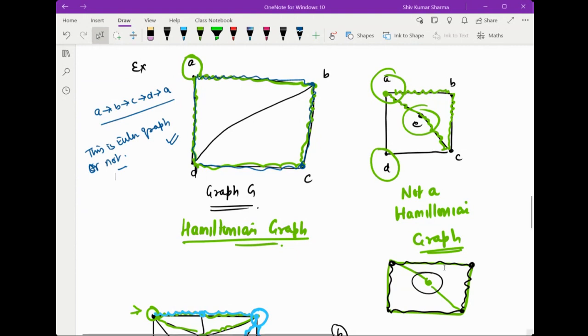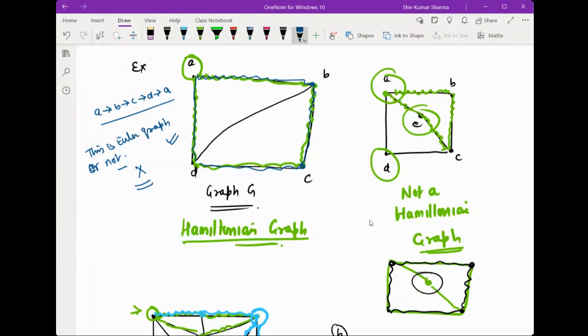No, because in the Euler graph the condition is that we have to visit every edge exactly once. We cannot visit this edge without another edge being visited twice or thrice. That is not in the definition of an Eulerian graph, where we visit every edge exactly once. So this is an example of a Hamiltonian graph, but not an example of an Euler graph. Now we move to the second example.